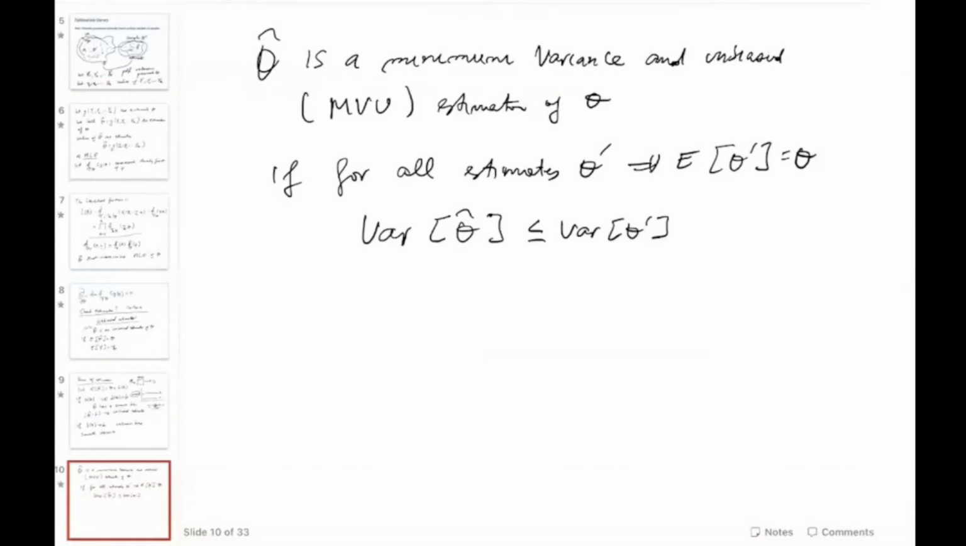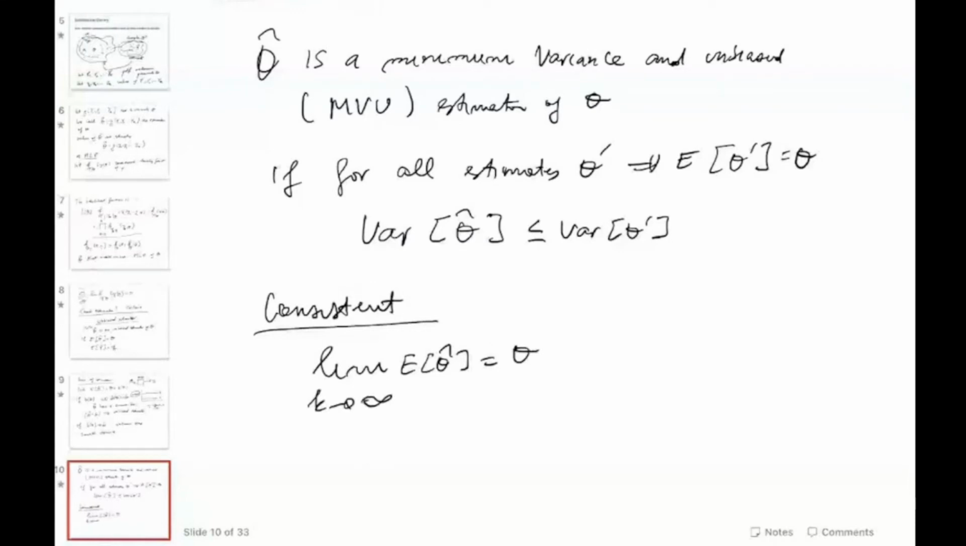Besides the unbiased estimator, we also talk about consistency of the estimator. This is defined as consistent when the limit of the expected value of theta hat approaches theta when the number of samples increases. That's what we're going to see today during the exercise. At the same time, the limit of the variance of theta hat goes to 0 when k increases.